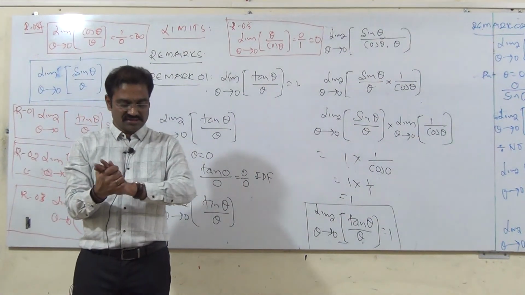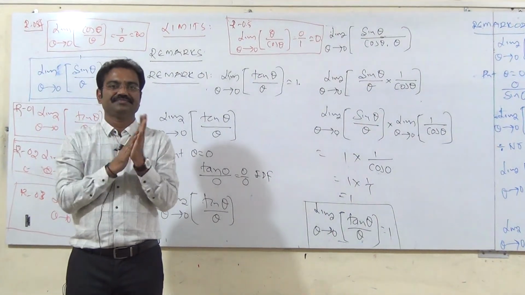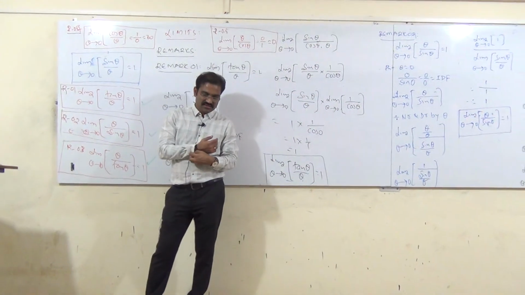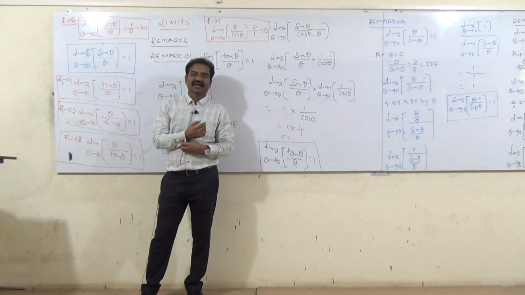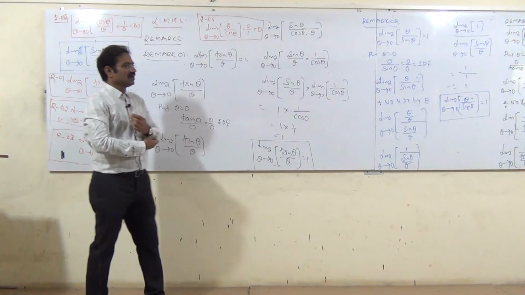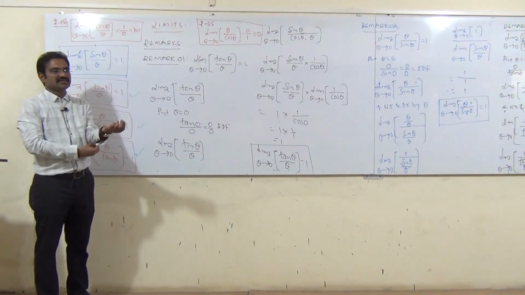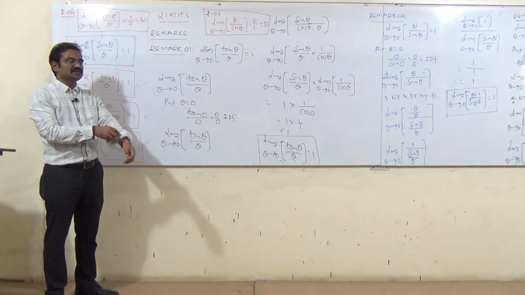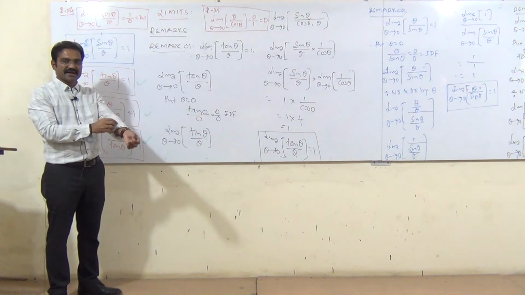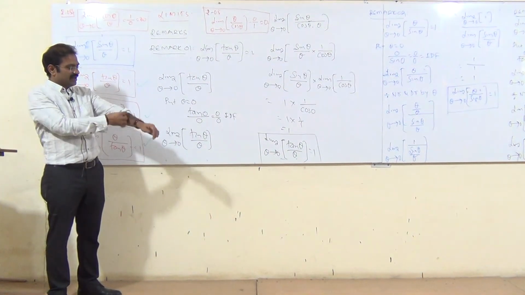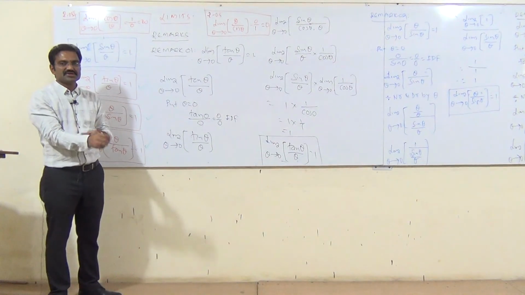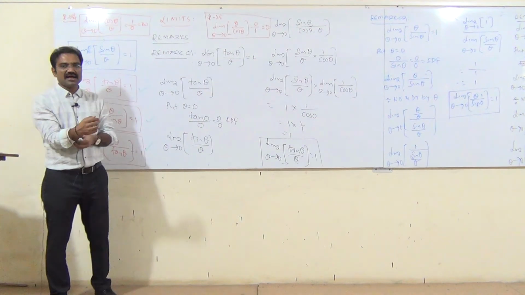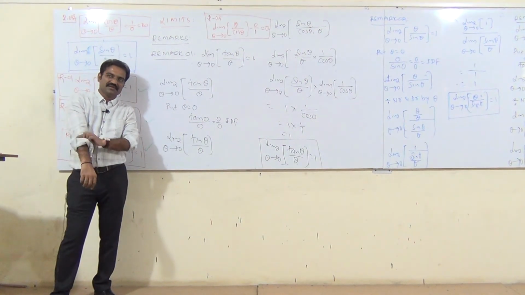Okay students, we have two things: one is algebraic, another one is trigonometric. Algebraic is the limit of x raised to n minus a raised to n divided by x minus a, as x tends to a, is equal to n into a raised to n minus 1. What is the trigonometric? Limit of sin theta by theta as theta tends to 0 is equal to 1. And this is the main one.